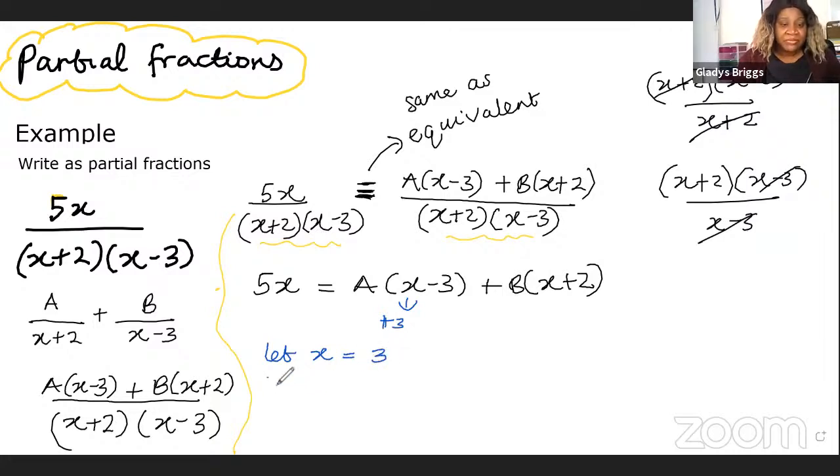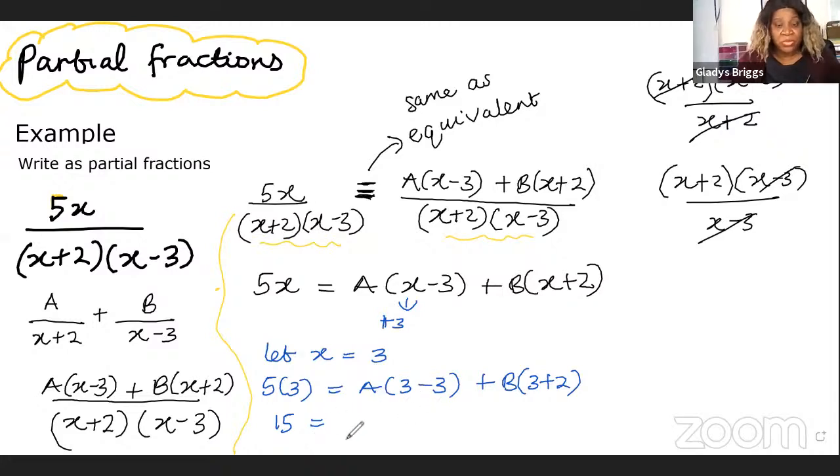Yeah. Then 5 times 3 is equal to A times 3 minus 3 plus B times 3 plus 2. Yeah. Then 15 would be equal to, A is now 0. Yeah, this will be A times 0 would become 0. B times 5, or 5B. Yeah, which means if you divide both sides by 5, then B would be equal to 3. Okay, B would be equal to 3. So we found B. Yeah.